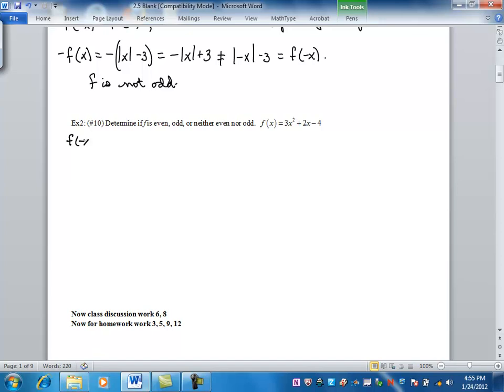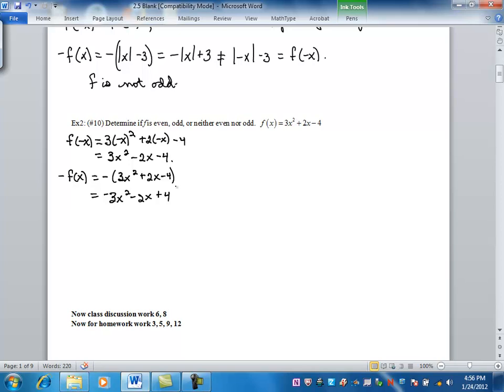First, I'm going to find f of negative x. Now, here we've got 3 times negative x squared plus 2 times negative x minus 4. Well, negative x squared is x squared, so we've got 3x squared minus 2x minus 4. And now we need to look at the opposite of f of x. Well, I'm just going to put a negative in front of f of x here. Alright, so we've got negative 3x squared minus 2x plus 4.